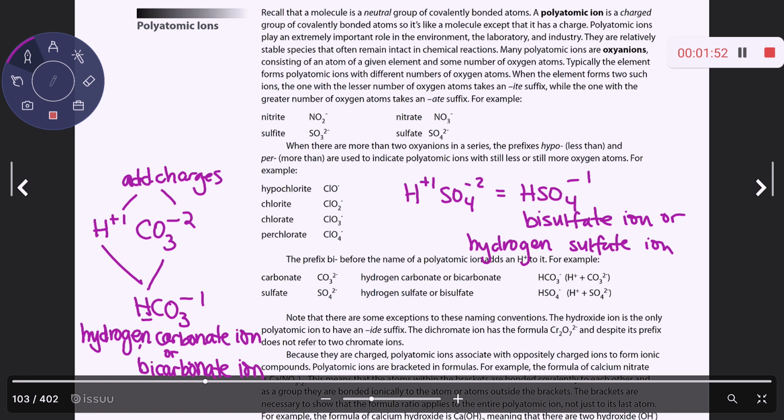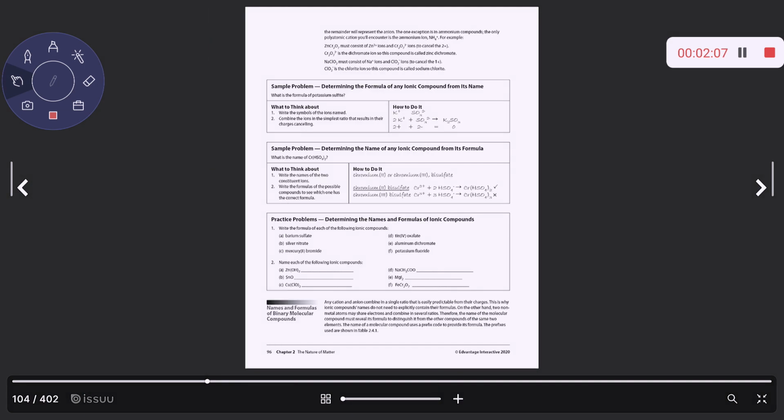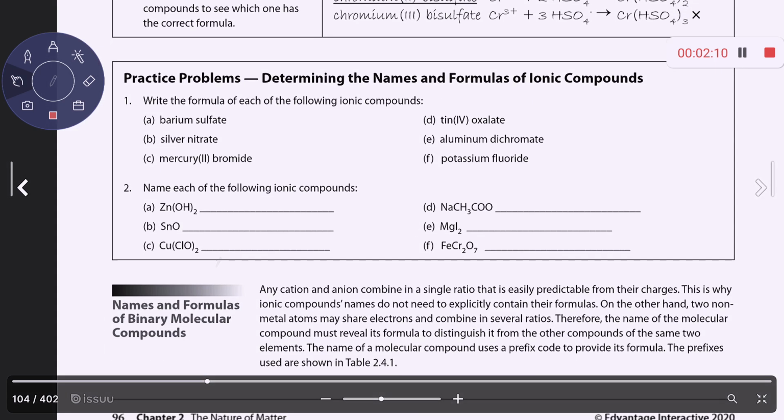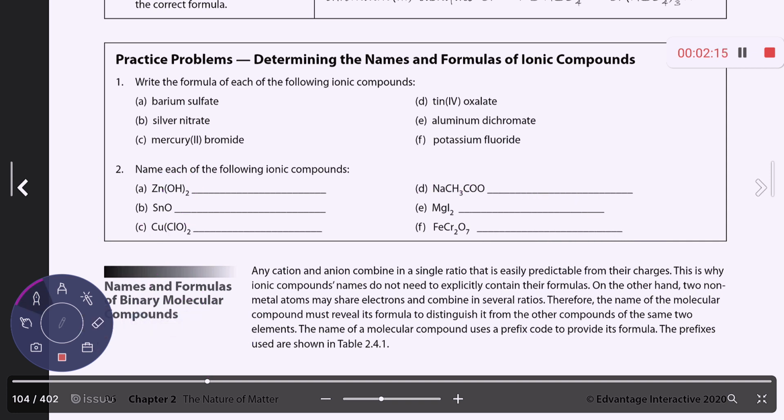Now, let's move on to putting polyatomic ions into ionic compounds. So we're going to take a look at the next set of practice problems that are in your book. So let's turn to right here. Now what they've done is they've mixed together ionic compounds, and some of these contain monoatomic ions and some of them contain polyatomic ions. So let's take a look at the first one.